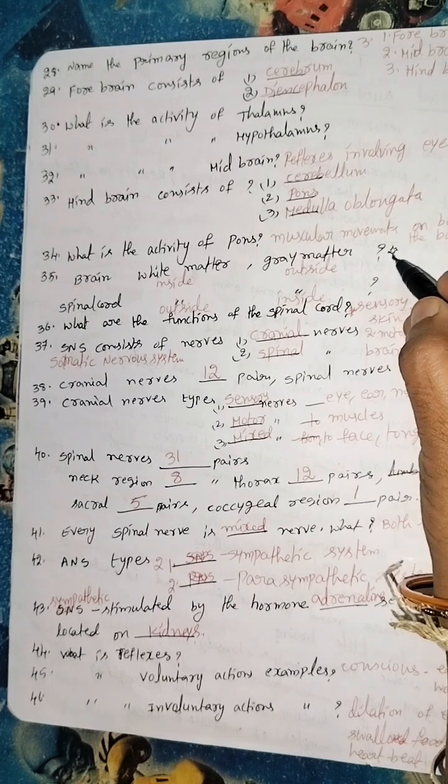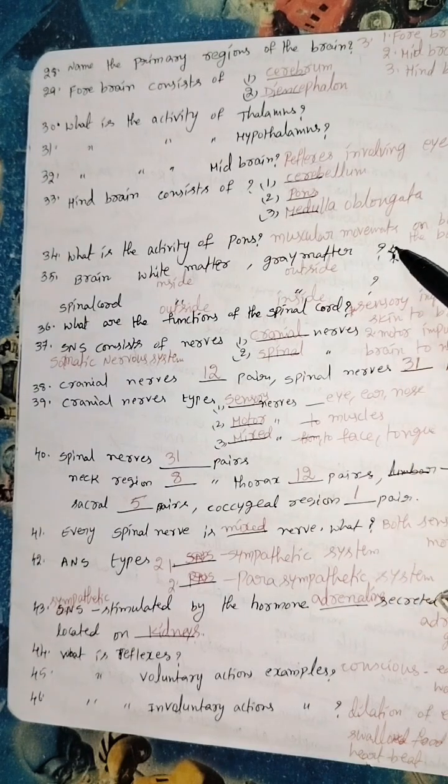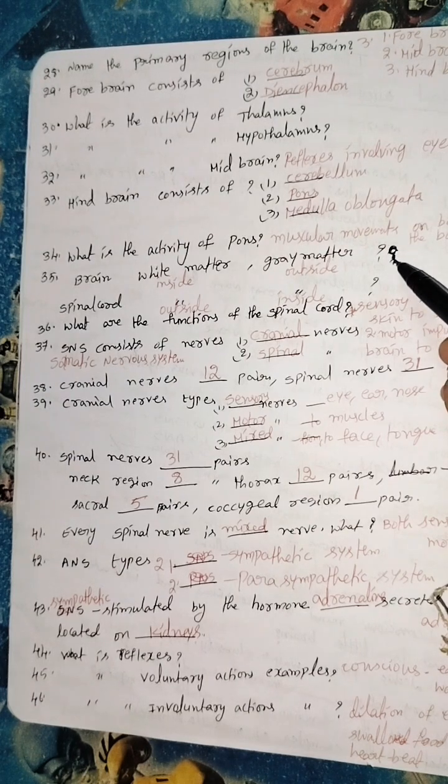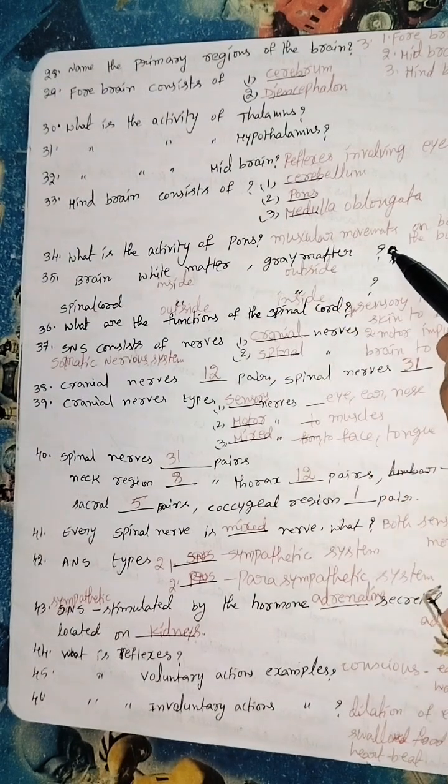This is the neuron structure: cyton, cell body, axon. These cytons are outside and axons are inside in the brain. This is very important. The structure of neuron: cyton, cell body and axons in the brain. Cytons are outside, meaning cell bodies are outside, and the axons are inside. So white matter is inside.